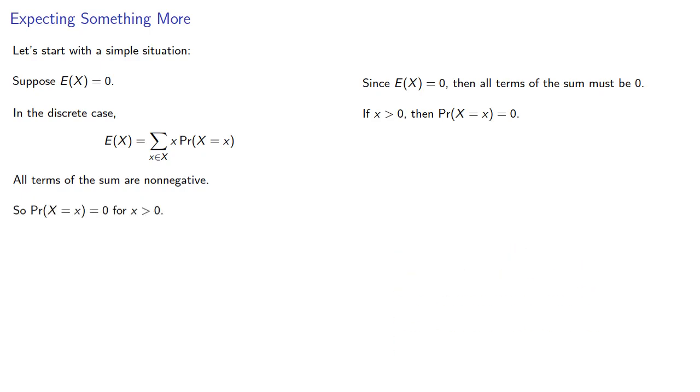Now remember, the sum of all probabilities has got to be 1, but most of these probabilities will be 0. The only one we don't know about is the probability that our random variable is actually equal to 0. And so that probability must be 1. Now, this shouldn't be too surprising, but it does have some very useful consequences.